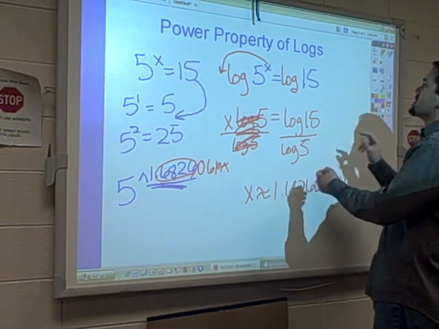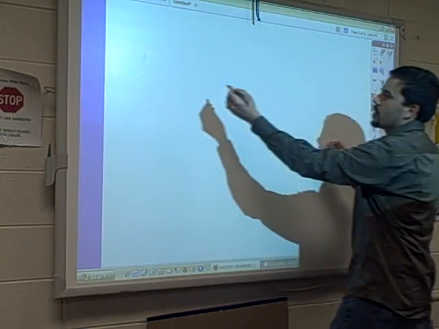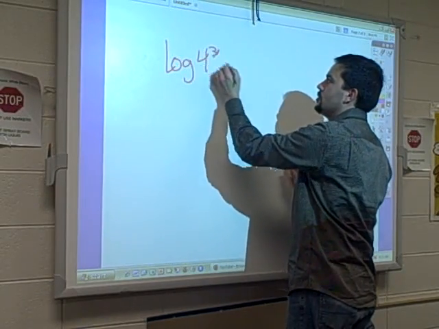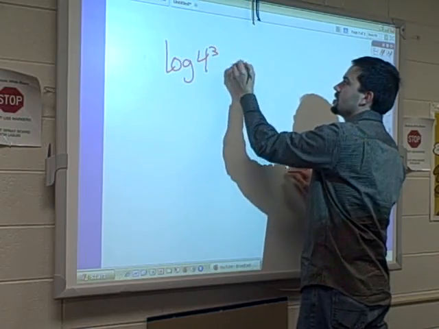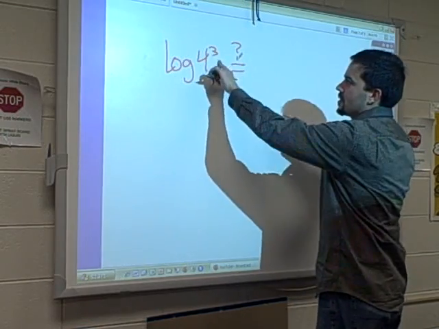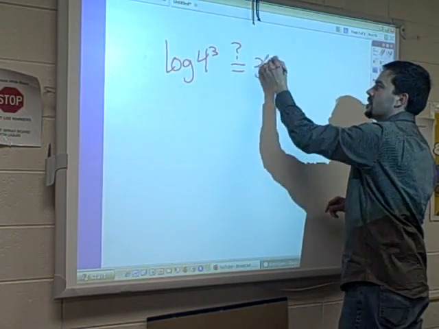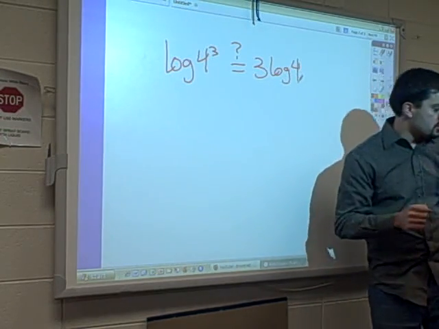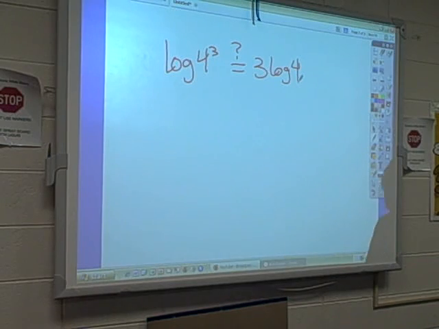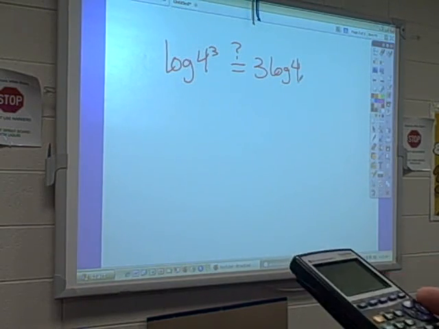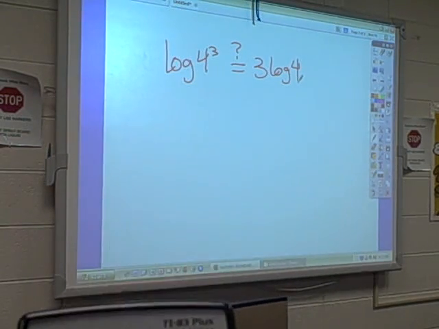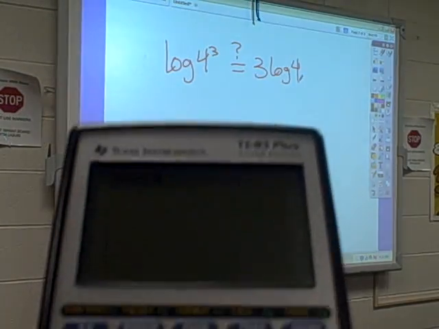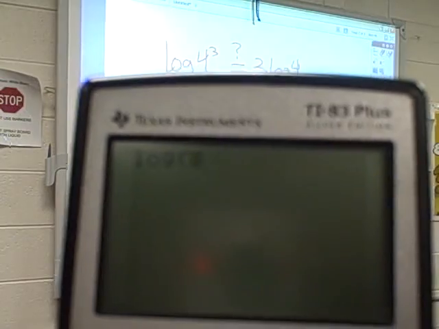Let's make sure that that is indeed true, so I'm going to put up another problem. I'm going to say the log of 4 cubed, and we're going to see if this does equal, thinking about the exponent moving out front, 3 log 4. So go ahead and grab your calculators again and let's do this calculation. We have the calculator, so log, and it's going to put parentheses on there for me already.